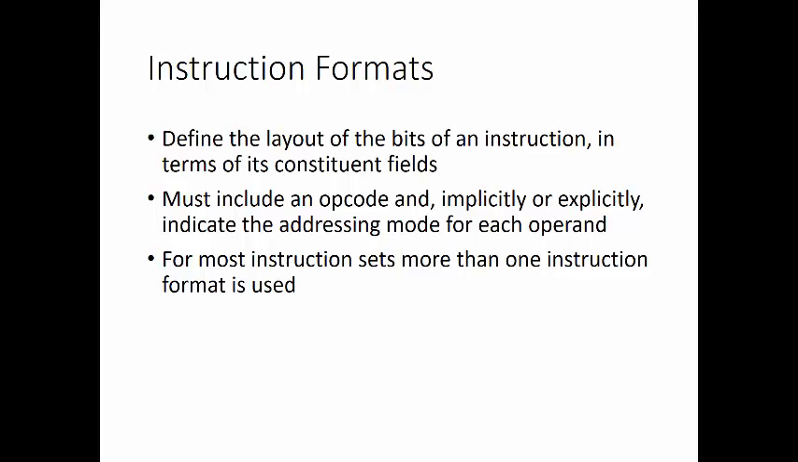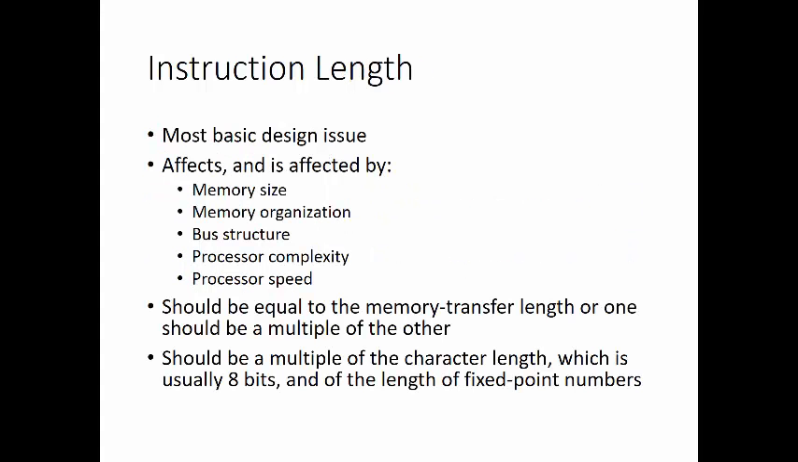Let's look at some of the design issues, beginning with instruction length, which is probably the most important. And this is the most basic design decision. It affects and is affected by memory size, memory organization, the structure of the bus, processor complexity, and processor speed, and it should be equal to the memory transfer length, or one of them should be a multiple of the other. It should also be a multiple of the character length, which is usually 8 bits, and of the length of fixed point numbers.